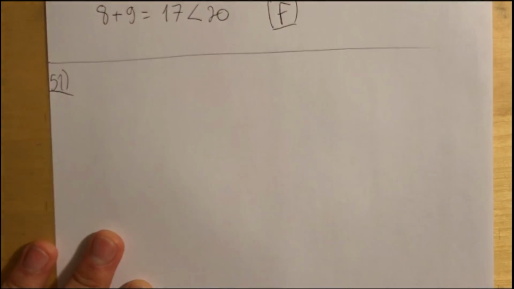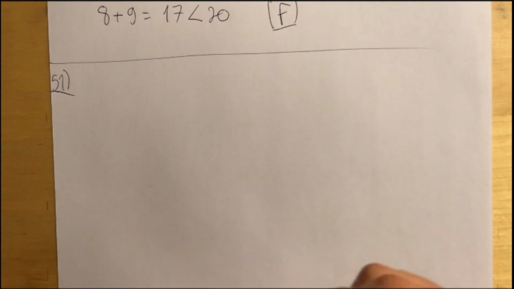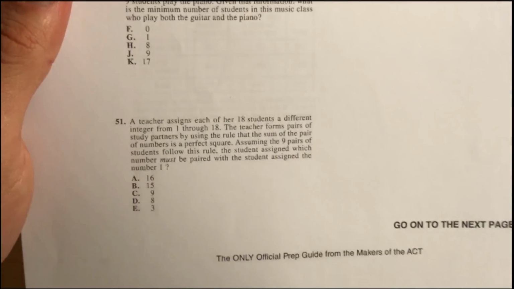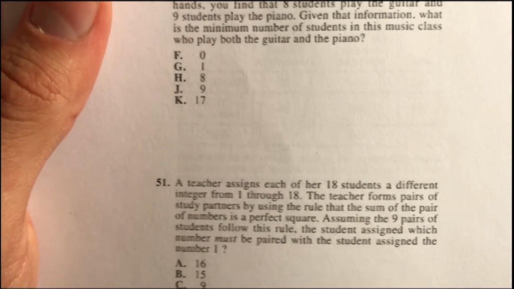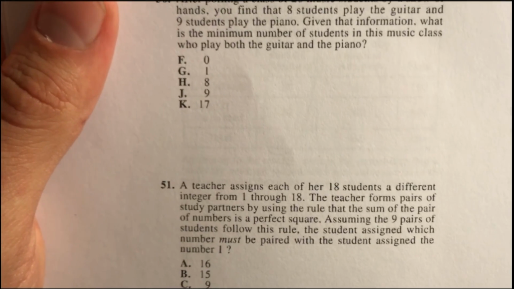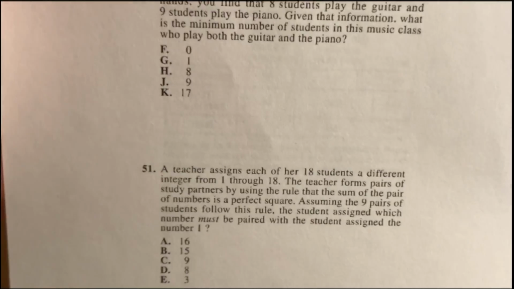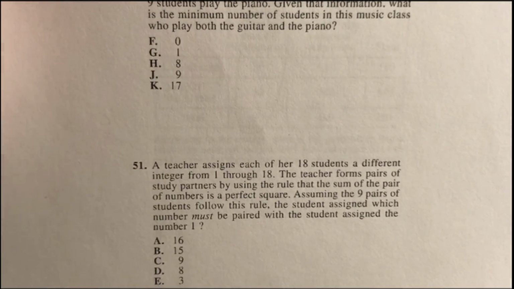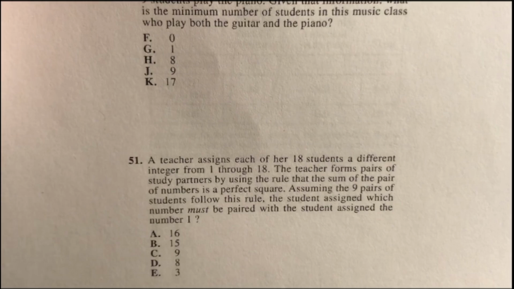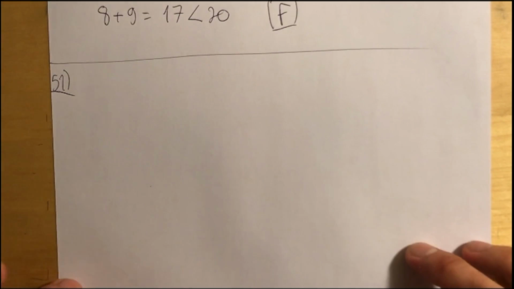All right, problem 51. A teacher assigns each of her 18 students a different integer from 1 through 18. The teacher forms pairs of study partners by using the rule that the sum of the pair of numbers is a perfect square. Assuming the 9 pairs of students follow this rule, the student assigned which number must be paired with the student assigned the number 1? All right, so this is the way we're going to approach this problem.